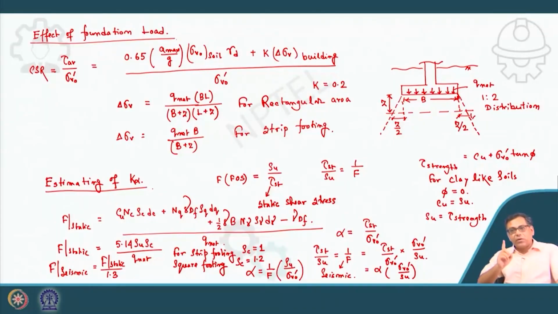Remember, first you calculate the static factor of safety by calculating the net ultimate bearing capacity based on whether it is sand or clay. Then divide it by the net stress that is coming at the foundation base. Then that will be your static factor of safety, divided by 1.3. You will get the seismic factor of safety. That you will use to calculate the alpha. Okay. So now this is for clay like soil.